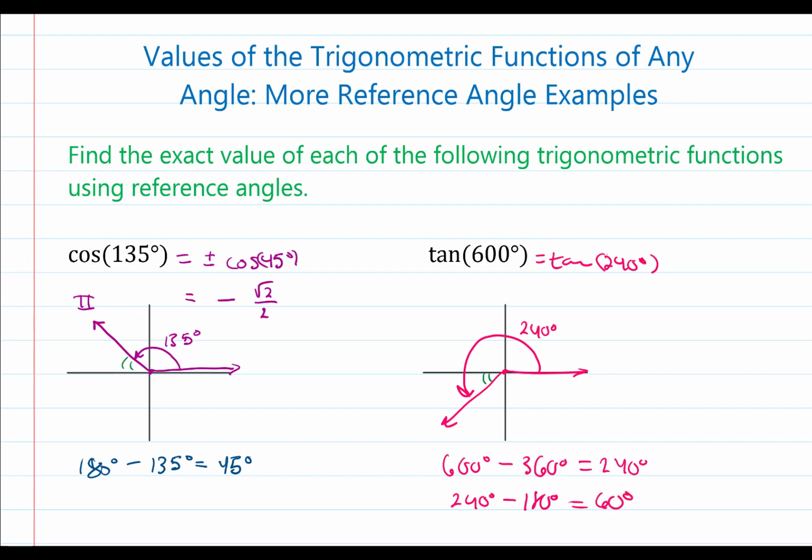This means that tangent of 240 degrees is equal to, again, don't forget the plus or minus, tangent of 60 degrees. I now need to evaluate tangent of 60 degrees, which is equal to square root of 3 over 1, or just square root of 3. And then I need to identify whether this should be a positive or negative ratio based on whether tangent is positive or negative in quadrant number 3. And what I know is that tangent is positive in quadrant number 3, giving us a final answer of just square root of 3.